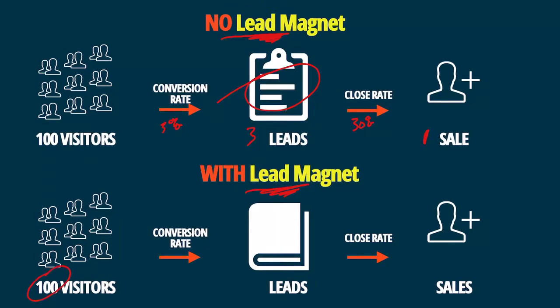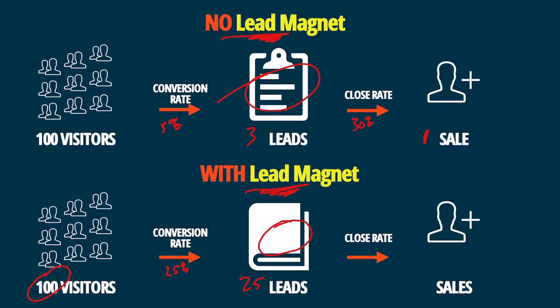So you have the same 100 visitors, but now you're offering an ebook, okay? You're offering an ebook, and this ebook is highly valuable, right? It's going to answer some questions that your prospect has. Here you will get a 25% conversion rate. Okay, not people buying, but people signing up for the lead magnet. Now you have 25 leads.